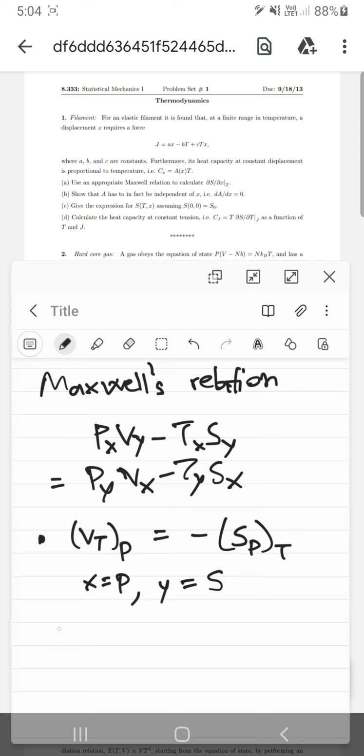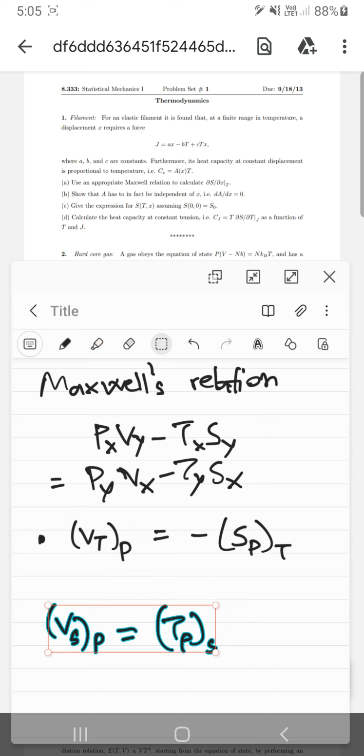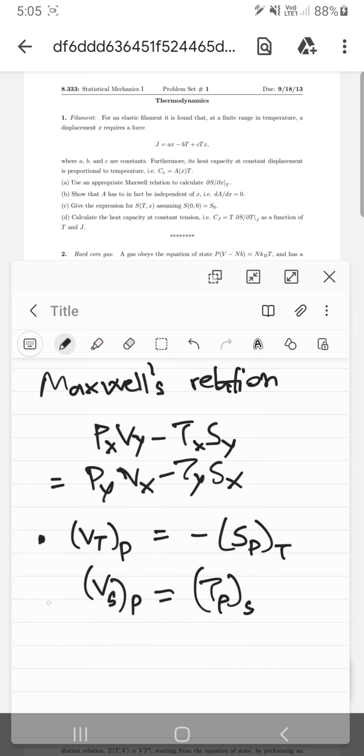So let's just have 1 and then v sub s at constant pressure. That's equal to, so p sub y, that's gonna be gone, and then s sub x, that's gone as well. So this is just equal to t sub x is t sub p, and this is at constant entropy. And yeah, that's the other relation. So 2 done, 2 more to go, and trust me, these are going to come in handy eventually.